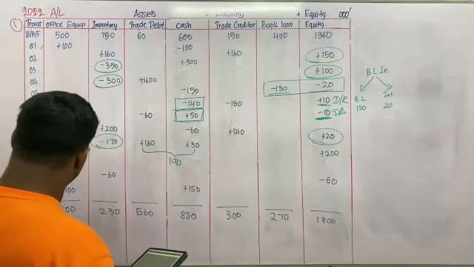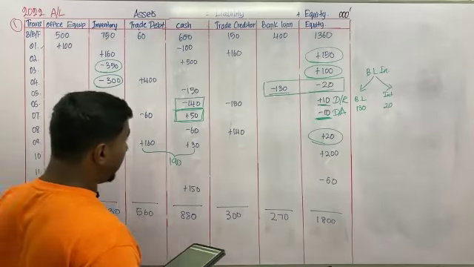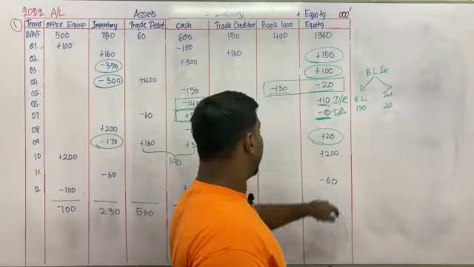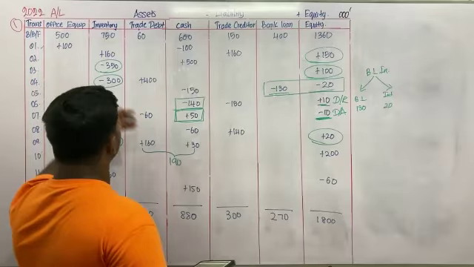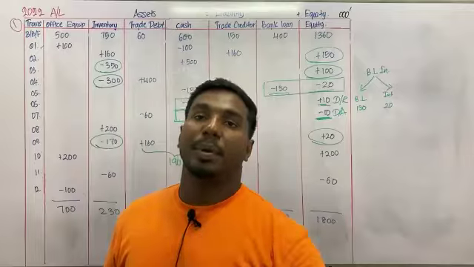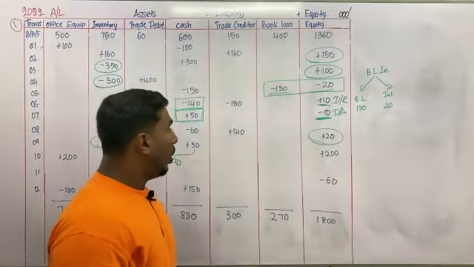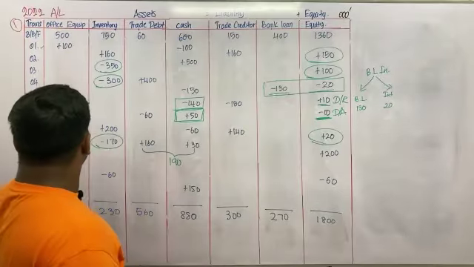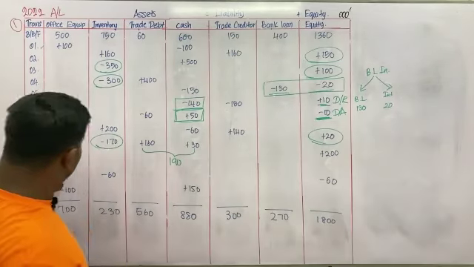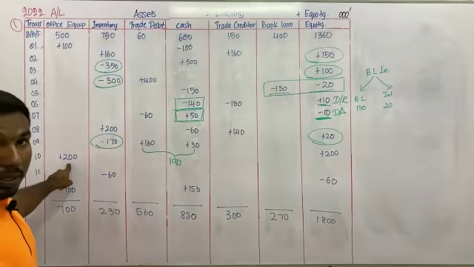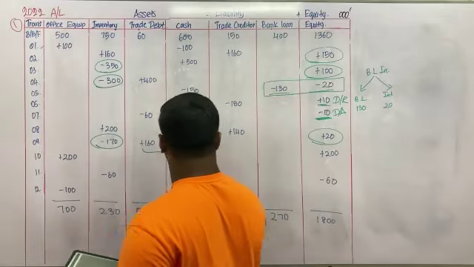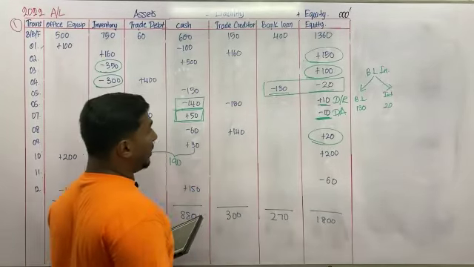Transaction number 10, plus 200 in the office equipment, plus 200 in the equity, which means office equipment increasing, equity increasing, which means that is additional capital. Owner introduced 200,000 worth of office equipment as additional capital.